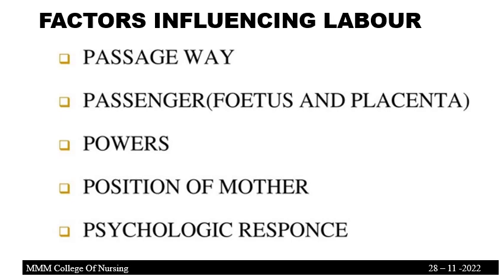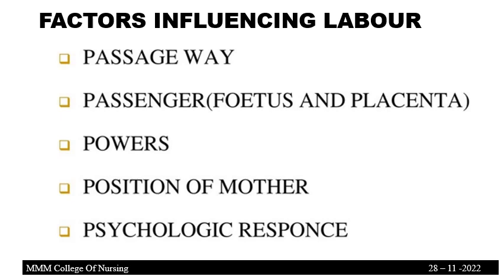Next is the position of the mother. The position is also important, because in some positions the bladder may become full, and a full bladder will obstruct the second stage of labor. And in some positions, because of gravity, that will facilitate the head to come fast. So the position is also important. Next is psychological response. If you take a multigravida, she has already faced this kind of labor pains, right? So she will respond normally. In other words, she will cooperate with you.